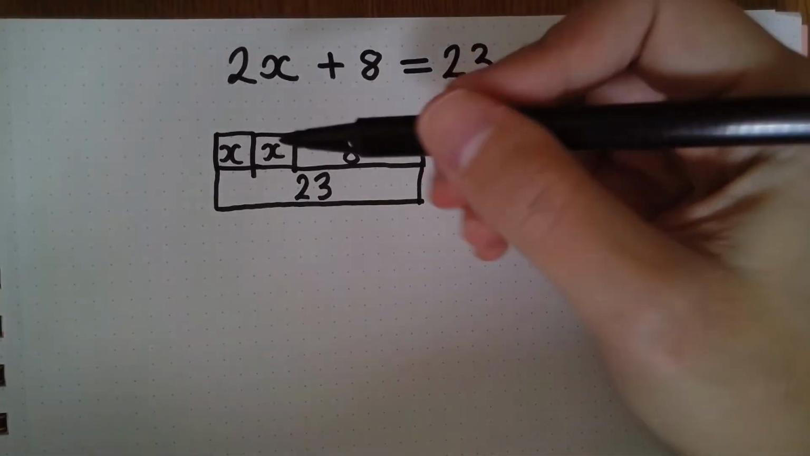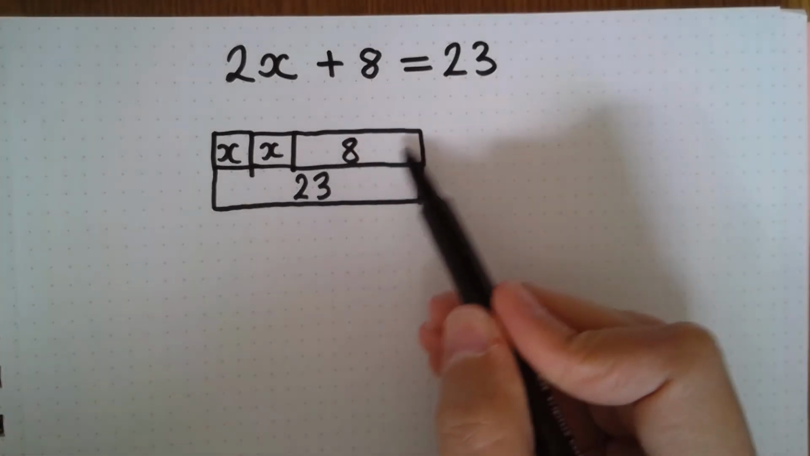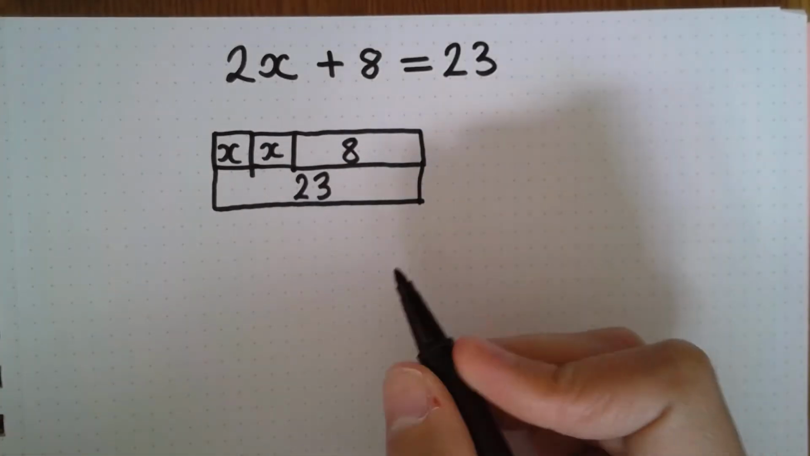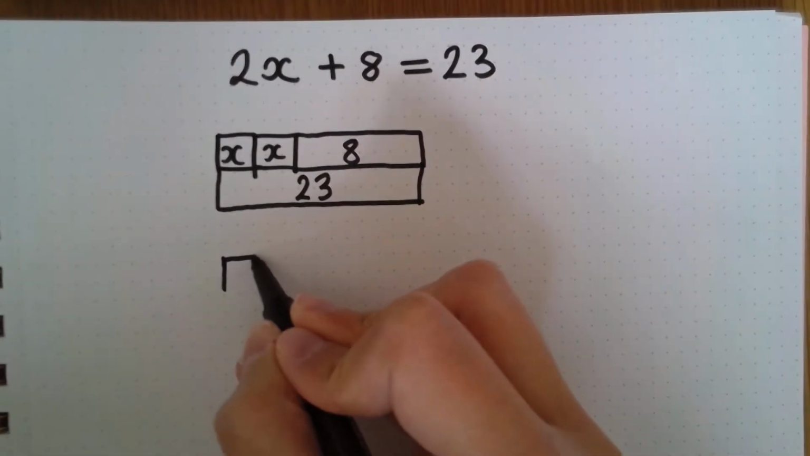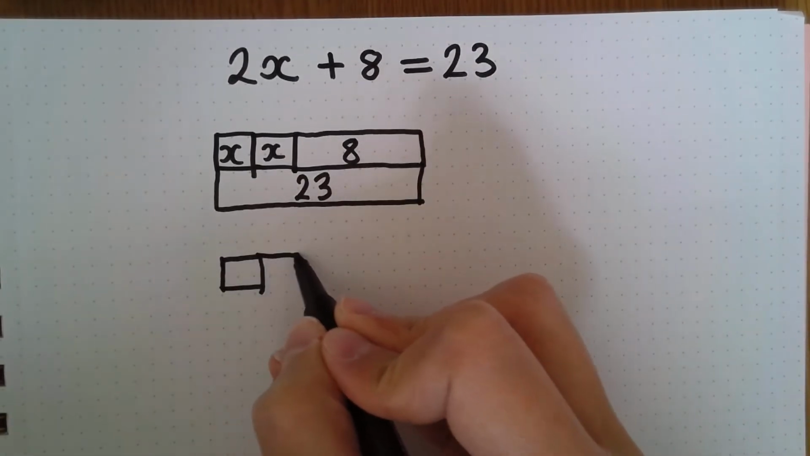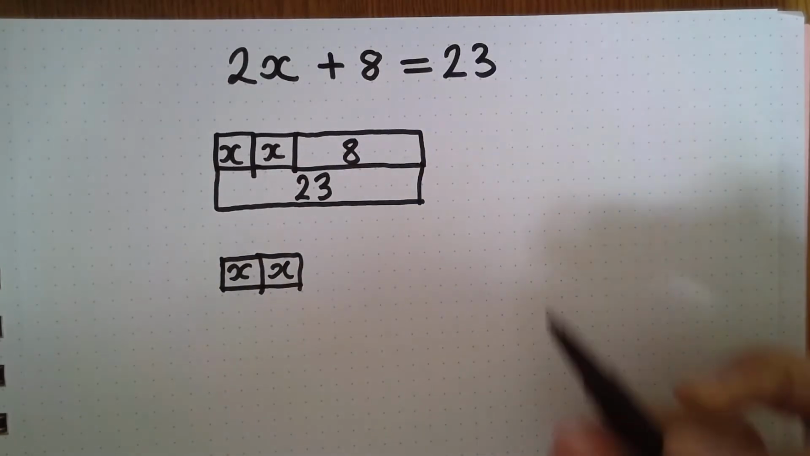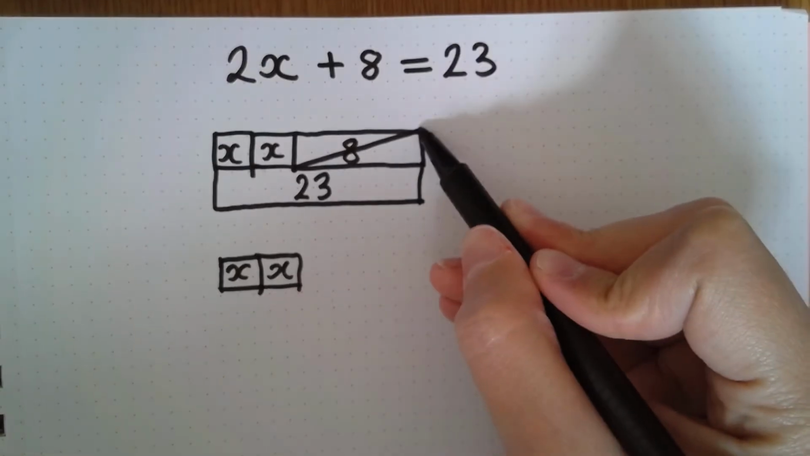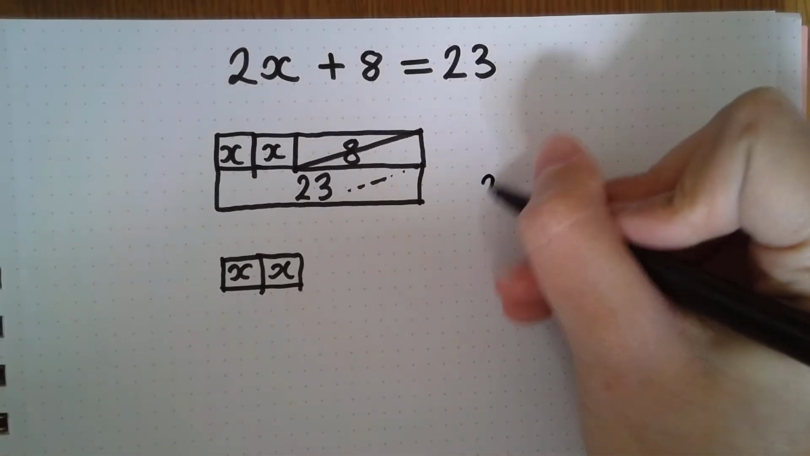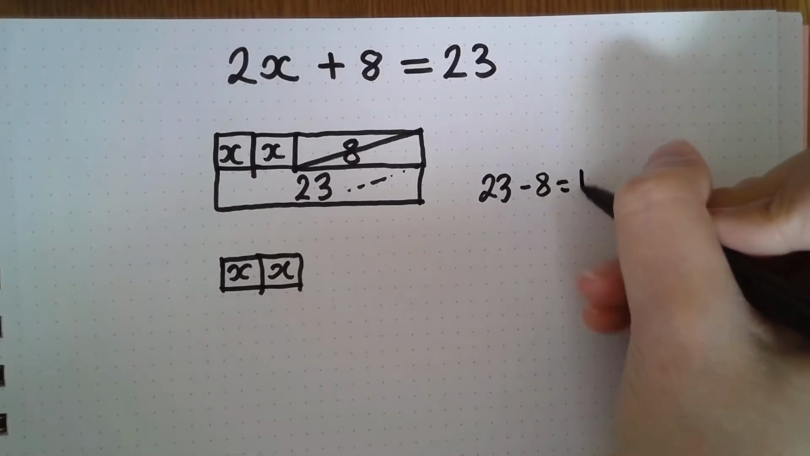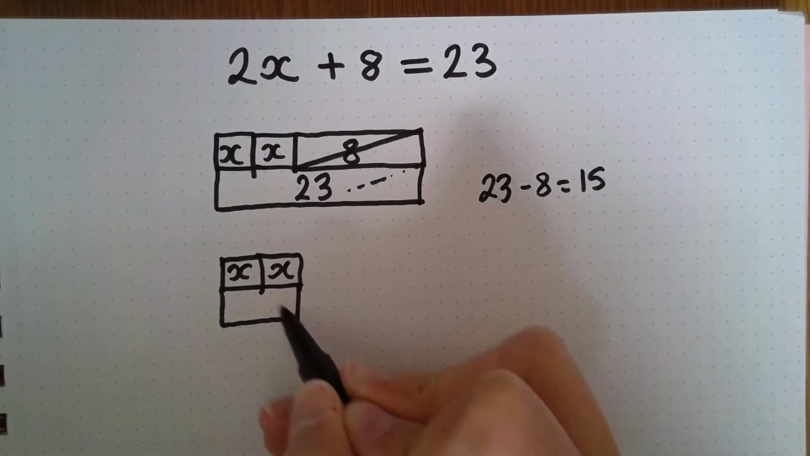Okay, I just want to be left with x's. So I know I can get rid of 8 from there, but I've also got to get rid of 8 from there as well. So I'll be left with 2 x's still. But if I'm going to cross that 8 out, I need to take away 8 from that 23 as well. And 23 take away 8 is 15. So I know that what I've got left here is going to be 15.